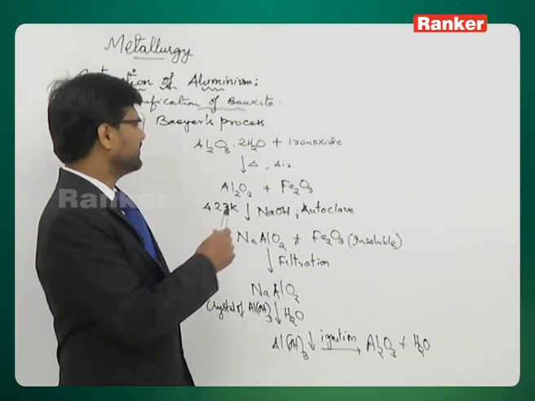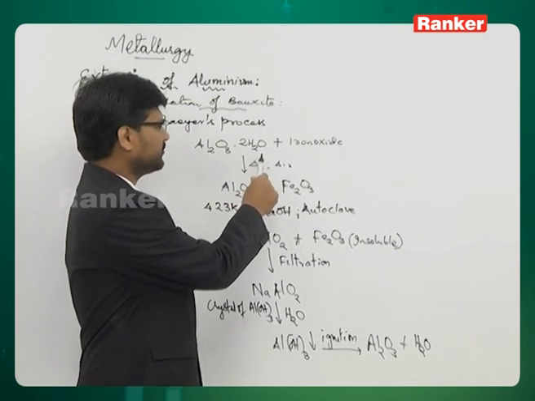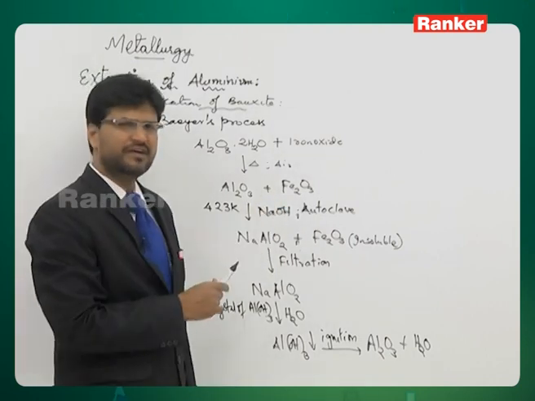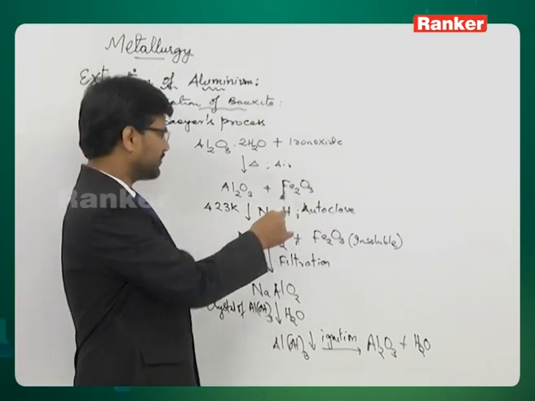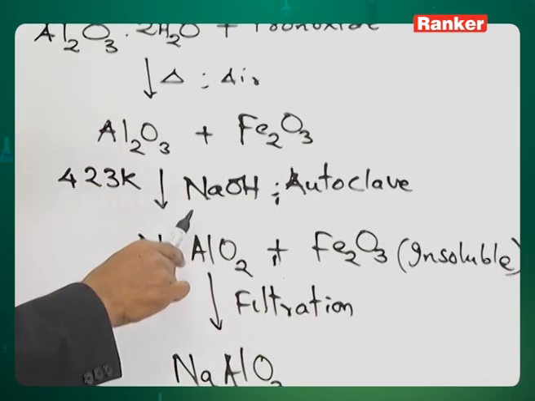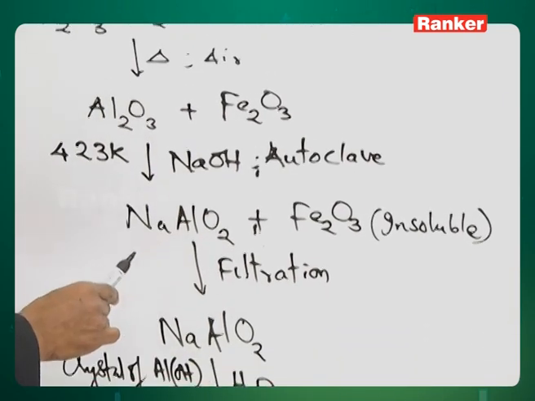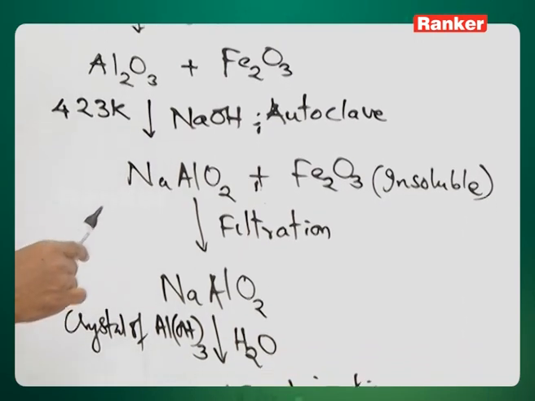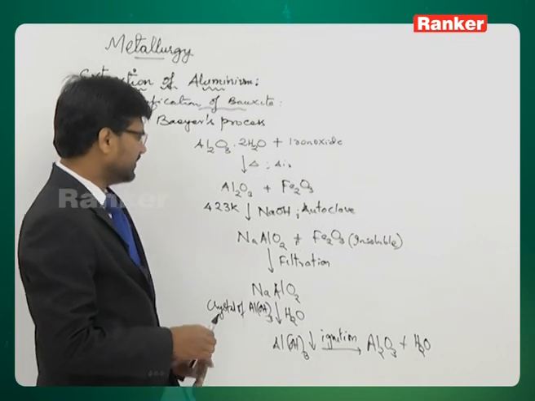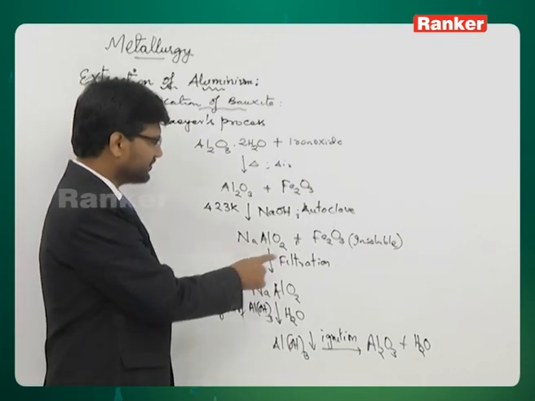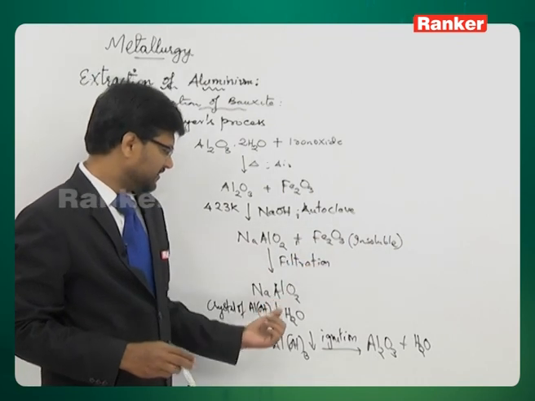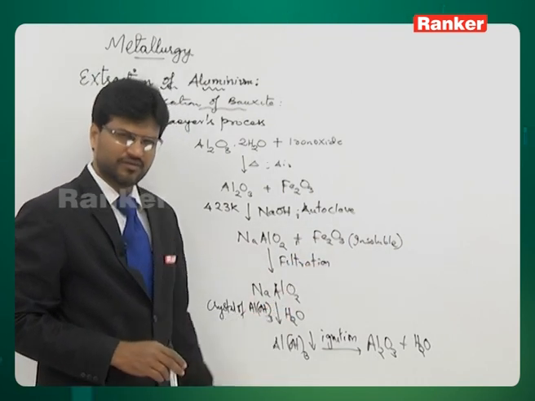I'll repeat once again. Bauxite is Al2O3.2H2O with iron oxide impurities. It is first heated in the presence of air so that all the ferrous oxide becomes ferric oxide. Now you add sodium hydroxide. Being amphoteric in nature, Al2O3 will dissolve in sodium hydroxide to give NaAlO2, sodium meta-aluminate, whereas Fe2O3 is unaffected. It remains as it is. Now we do filtration to get rid of Fe2O3. At this stage, Fe2O3 is lost, and what we have is the soluble substance NaAlO2.